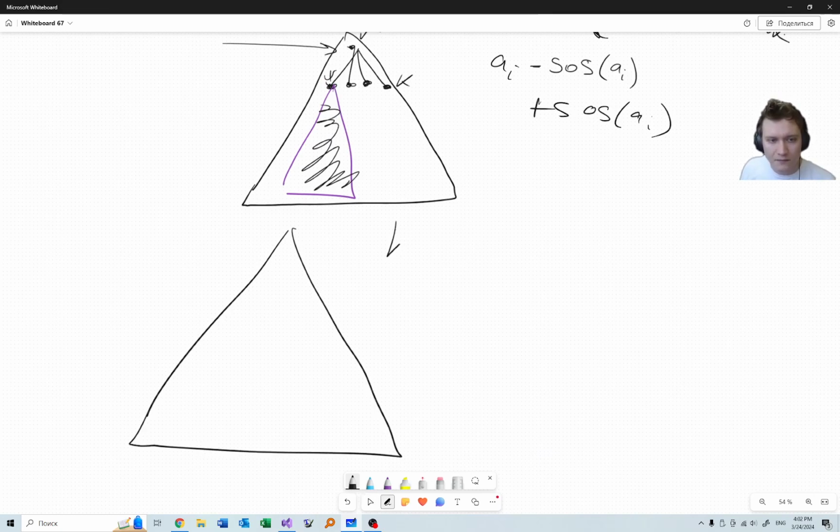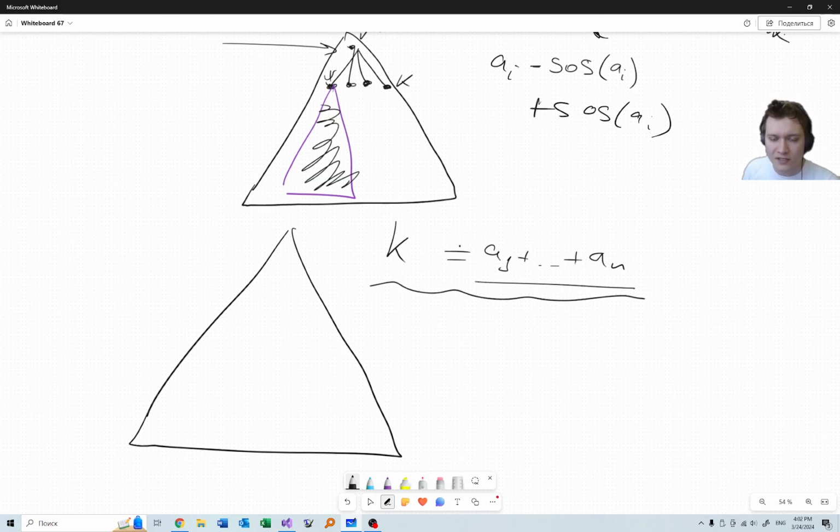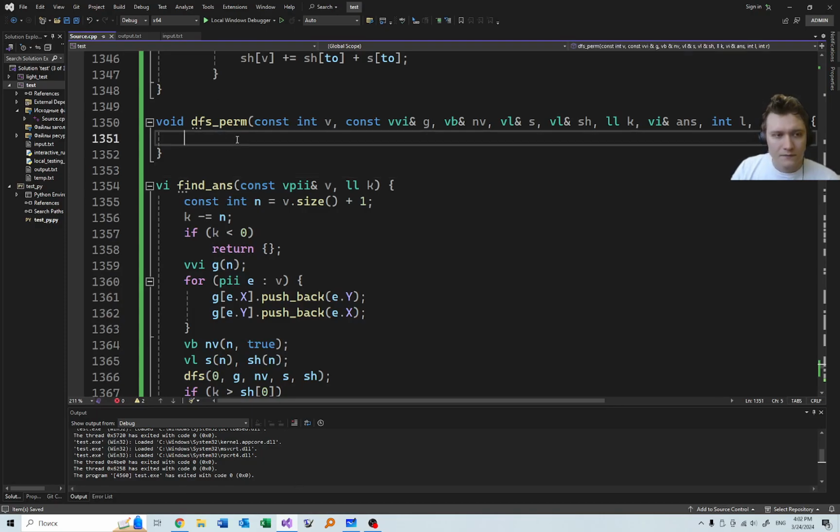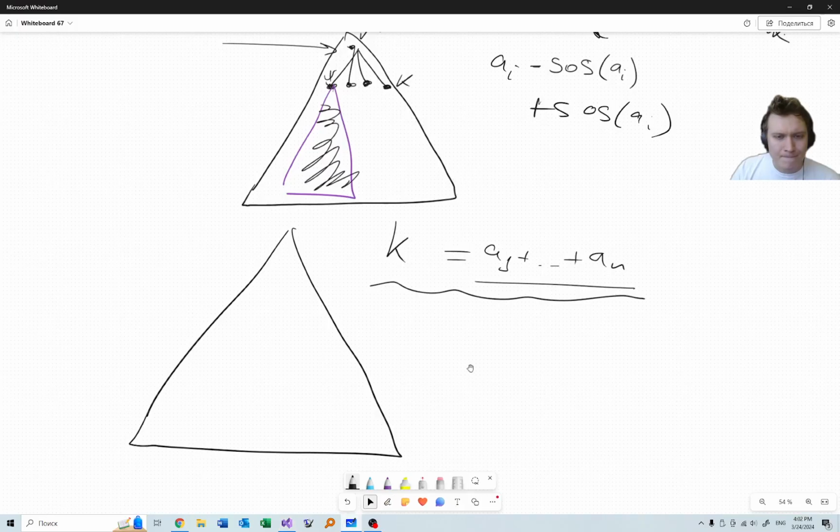So we have some k. First of all, we need to say that k is the sum of a1 plus etc. plus an, where a1 etc. an are children. Okay, and then if this number ai is less than SOS, we make our number bigger. Otherwise, we make it smaller. Okay, I see what we need to do.